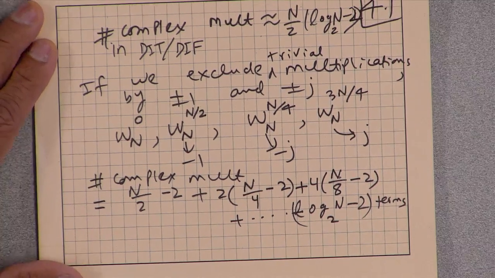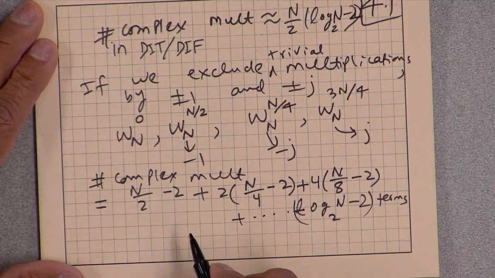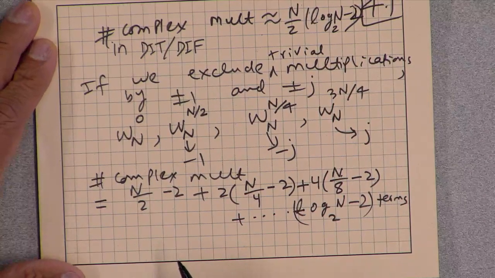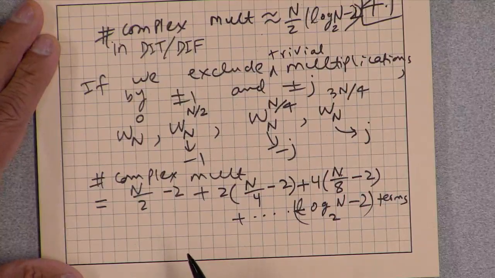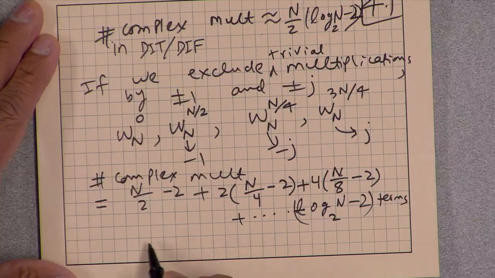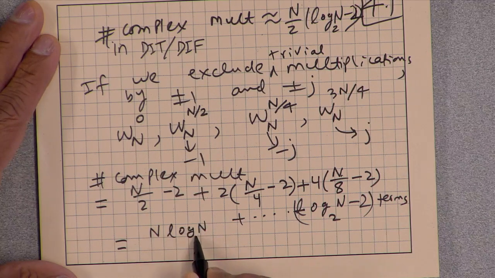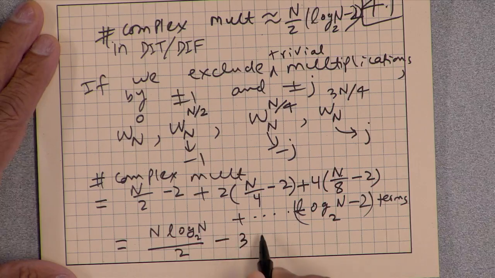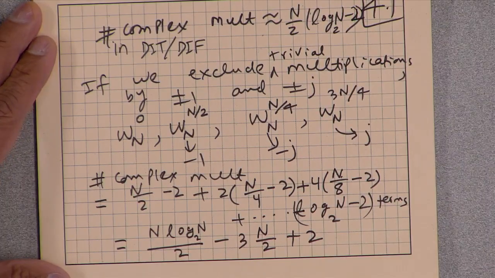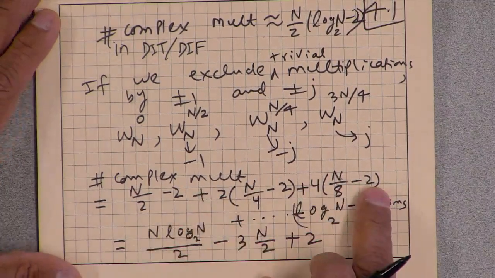Okay, so if you go through a little arithmetic, you can check this at home. I believe this should be n log n by 2 minus 3 n by 2 plus 2. Check at home. Okay, so this is a simple geometric series.